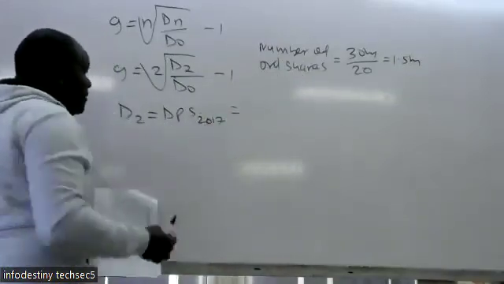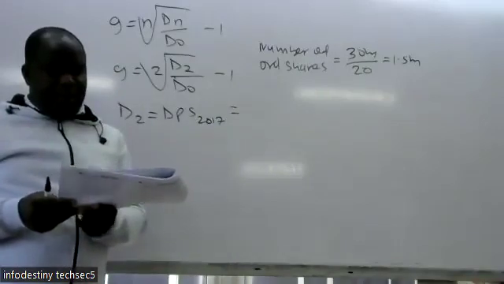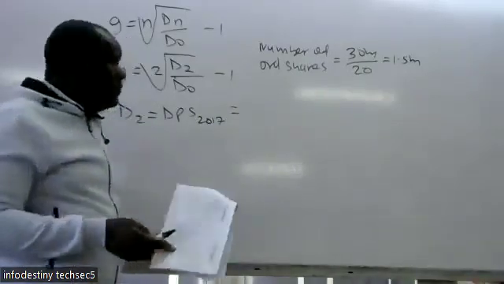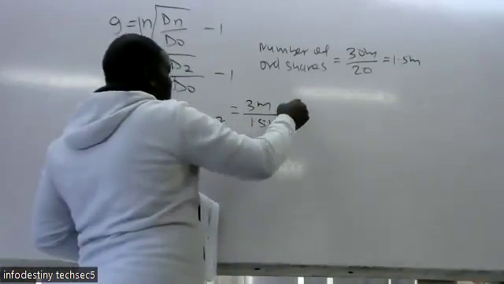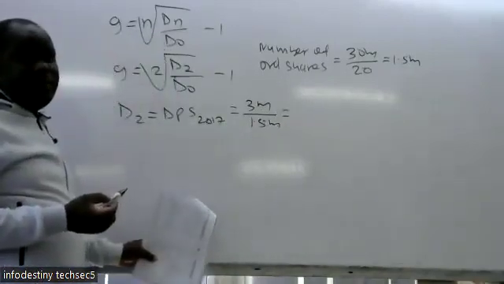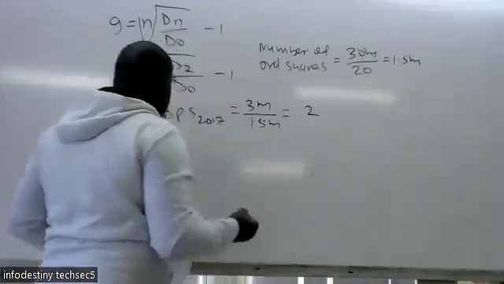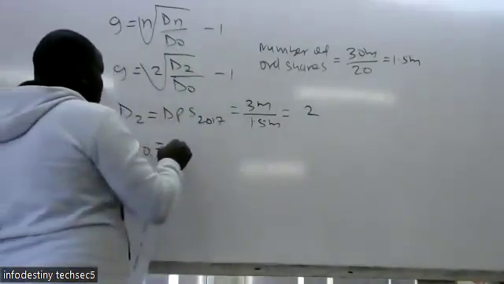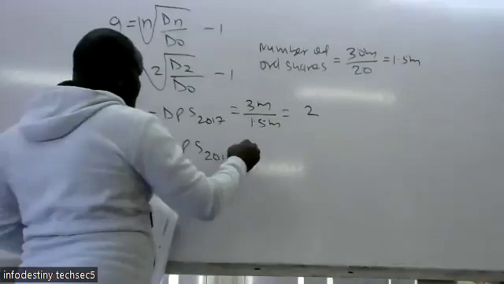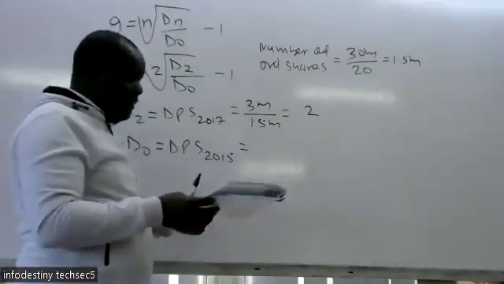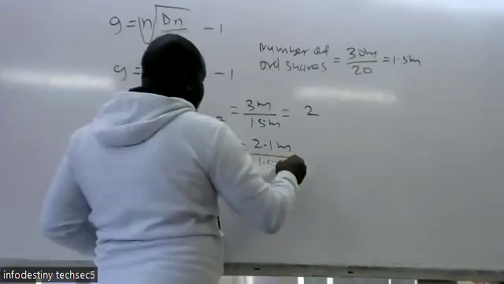D2 is the dividend per share in the year 2017. So go to the question. Are you able to see the dividends? The proposed dividend for the year 2017 is 3 millions. Now divide by the number of shares, which is 1.5 millions, to get the dividend per share. That will give you 2. You also require D0, the dividend per share in the year 2015. So you take that dividend, which is 2.1 millions, divided by 1.5 millions.